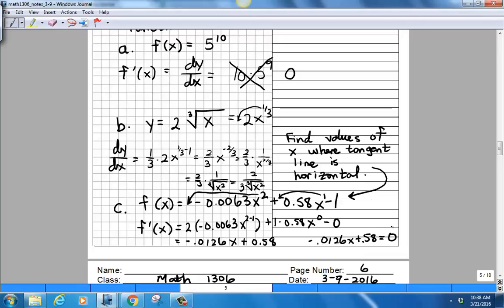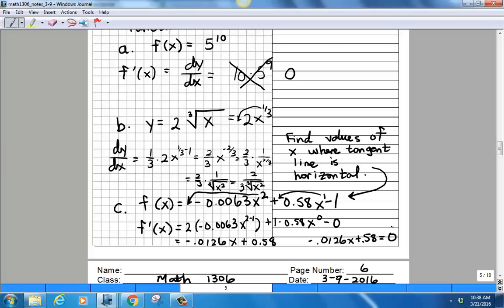Just set it equal to 0, okay? Just make the rate of change equal to 0 and solve that equation for x. And that will tell you the x value where the rate of change is 0, or where the slope of the tangent line is 0, okay?